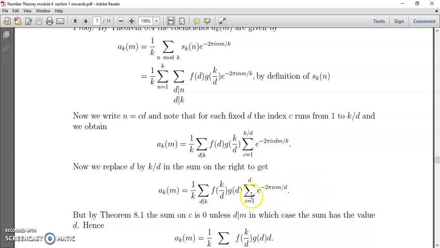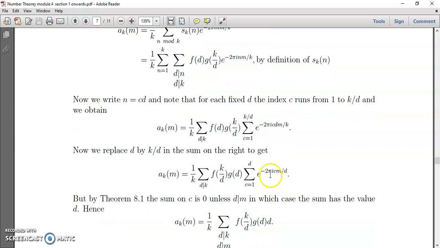In that theorem we have seen that this term will reduce to 0 if d does not divide m, and it will reduce to 1 if d divides m. So the sum on c is 0 unless d divides m, in which case the sum has the value d, so this whole summation will become d.